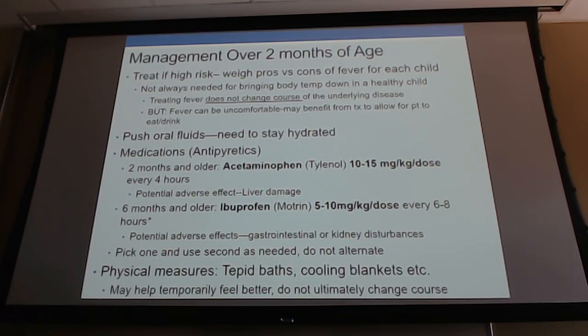So remember, if you see a child that I put in a test question where they are 6 weeks old, don't give it to them. But 2 months or older, they can have acetaminophen. Your dose, 10 to 15 mg per kilogram per dose. It's going to be every 4 to 6 hours.